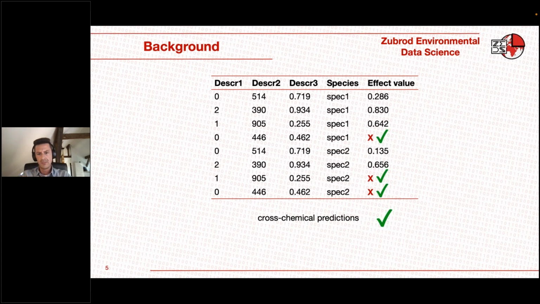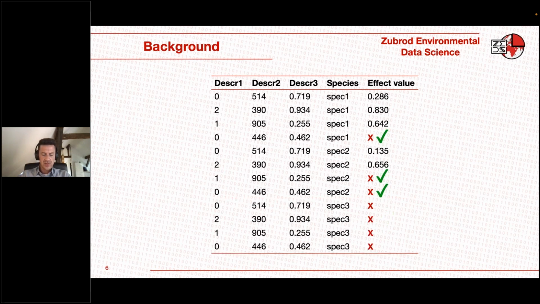So for the rest of the talk, I will call that cross-chemical predictions. But now extend that problem a bit. We are also interested in toxicity values or other effect values for a third species for which there is no information at all. Now we have a problem because this species variable, the species descriptor, is still a categorical variable.